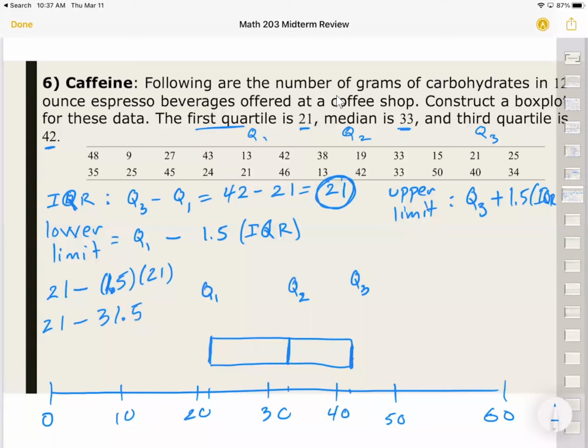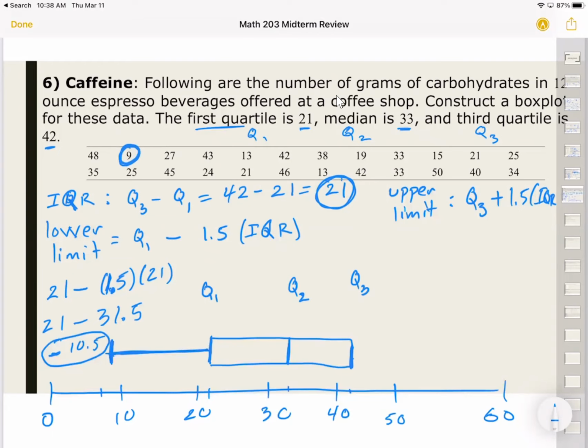So if you look at this, 21 minus this will give me negative 10.5. That's the lowest number you can have, meaning if your number is less than negative 10.5, then that will be your outlier, okay? But what is the smallest data that does not exceed the negative 10.5? If we scan through, my lowest data is 9, which is where my last item is, at 9 right here.